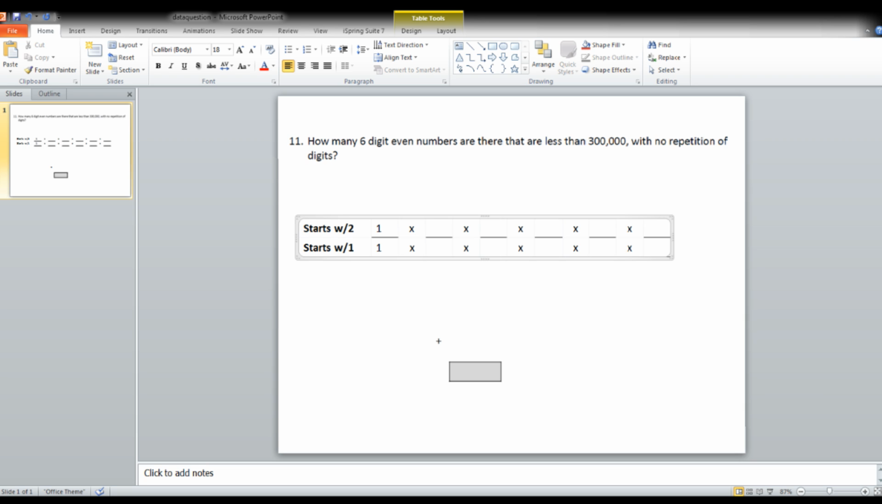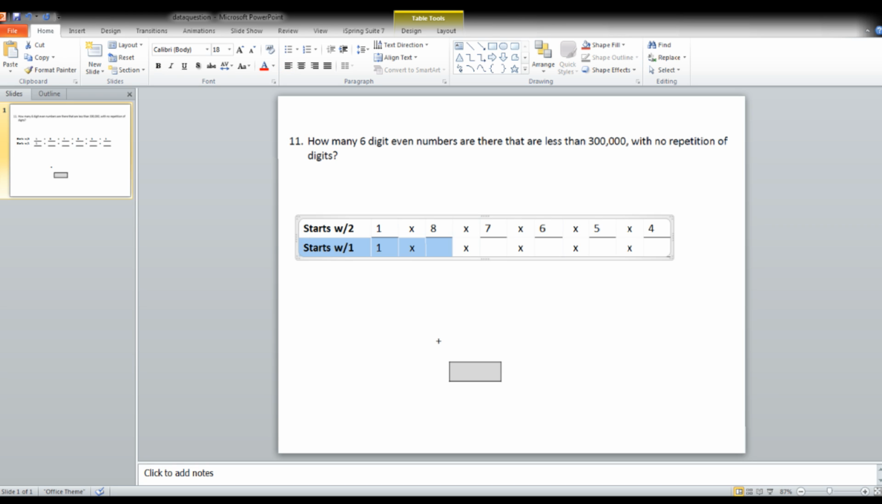Now, here's the reason that I split this into two groups, or two cases. In the first case, we start with a 2, which means, because there's no repetition of digits, we've used up one of our even digits. So we only have 4 options left. We've used up two numbers here, the first number and the last number. There are 10 total digits, so 10 minus 2, that's 8 left. Then we have 7 left, then 6 left, then 5 left.